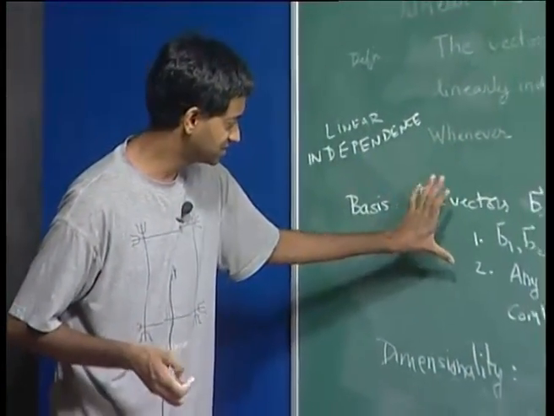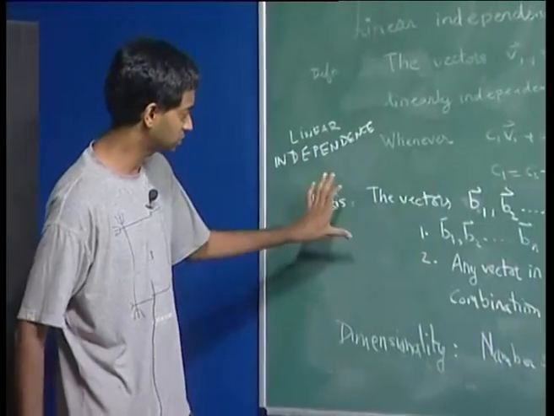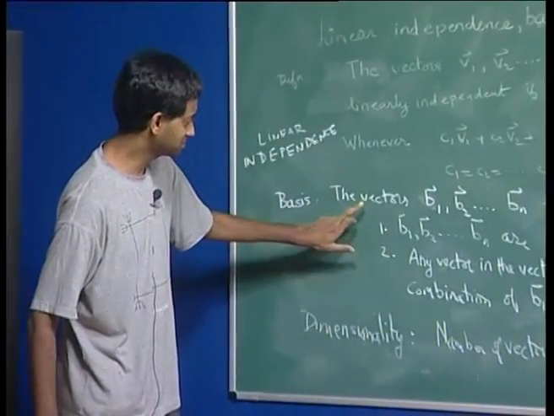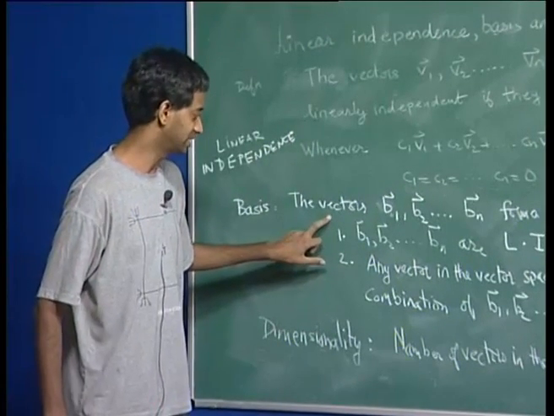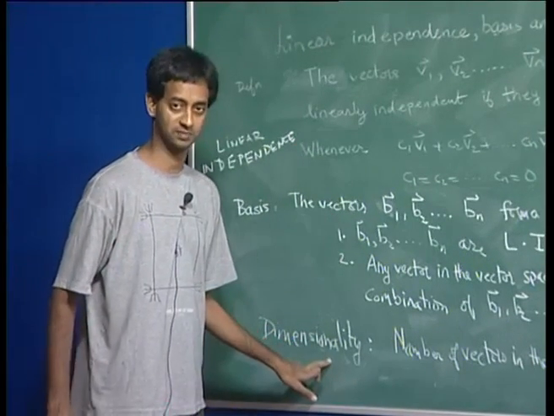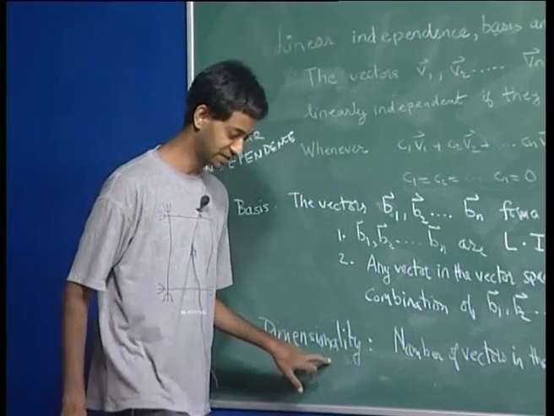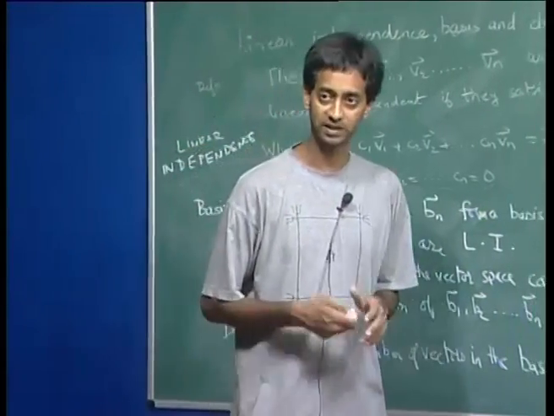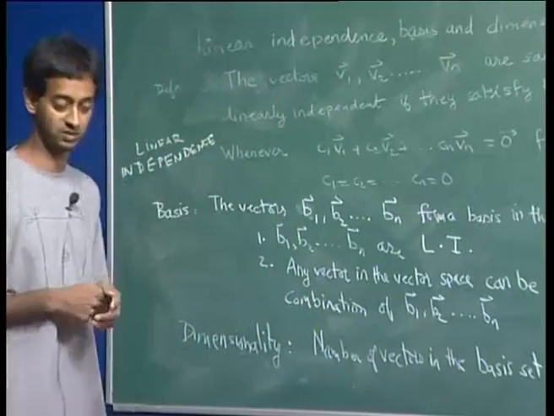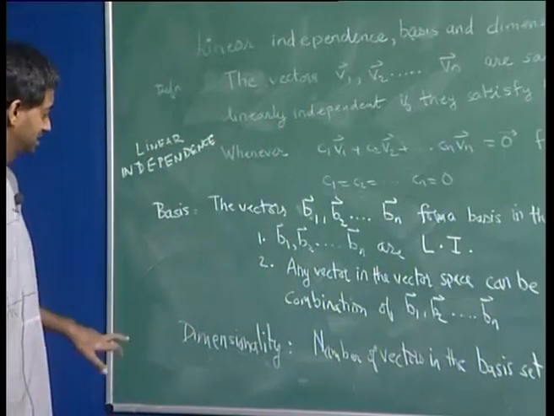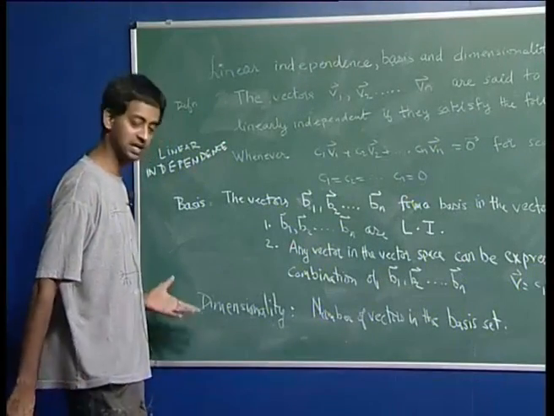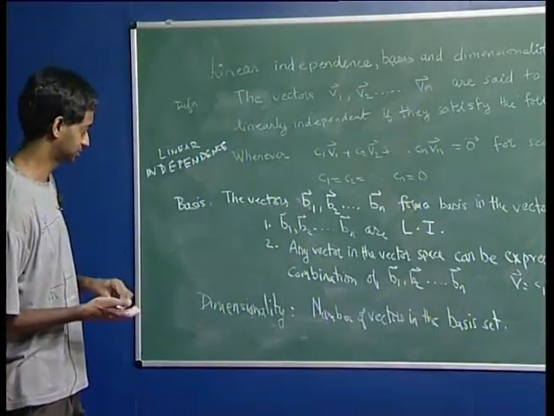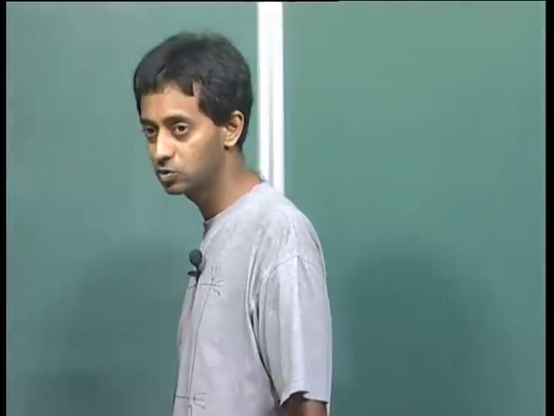Now, with this definition of the basis, you can also show that the maximum number of vectors that can be linearly independent is the dimension of the space. In a 3 dimensional vector space, you cannot have 4 vectors be linearly independent. So, the maximum number of vectors that can be linearly independent is equal to the dimensionality of the space, and I leave this as an exercise for you to work out. Okay. So, let us now look at some examples of basis vectors.